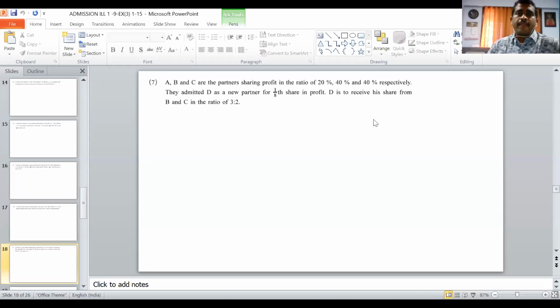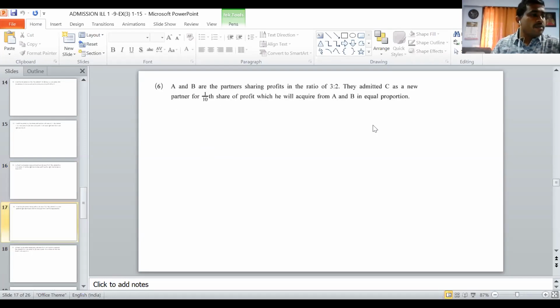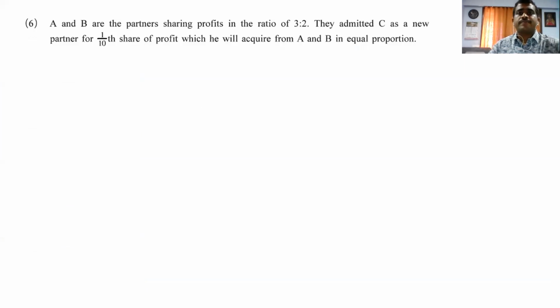You know it, right? Today we are starting with illustration number 7. We have done up to the fifth question, no? Just 1 minute. Yes, we have done up to the fifth question. So we have to take from 1 by 20 and 3 by 40 sacrifice. Hope you are practicing this one. Today we have to solve 3 more questions, that is 6, 7 and 8. So let's see how to solve this type of sums.